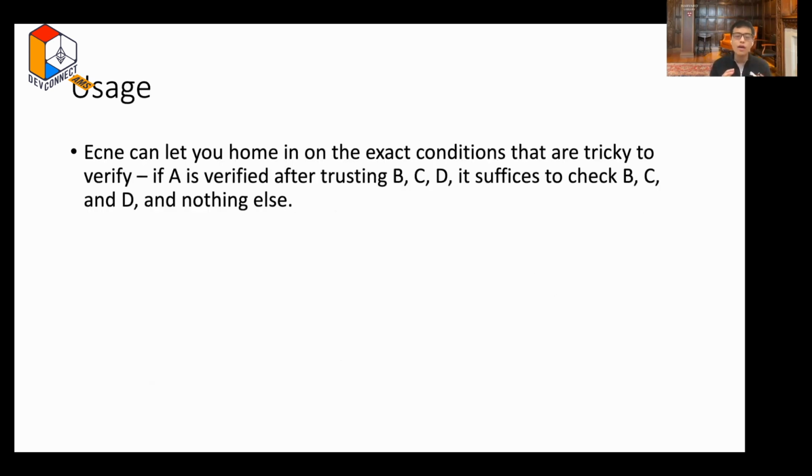Now let me talk about how we envision Ecne being used. Ecne lets you show that something is verified, assuming that other things are verified. Okay? And this lets you home in on the exact conditions that are tricky to verify. So say that we can show that A is verified after we trust B, C, and D. If we can do this, it suffices to check B, C, and D and nothing else. So we only have to focus on B, C, and D, which dramatically reduces the surface area we need to focus on.